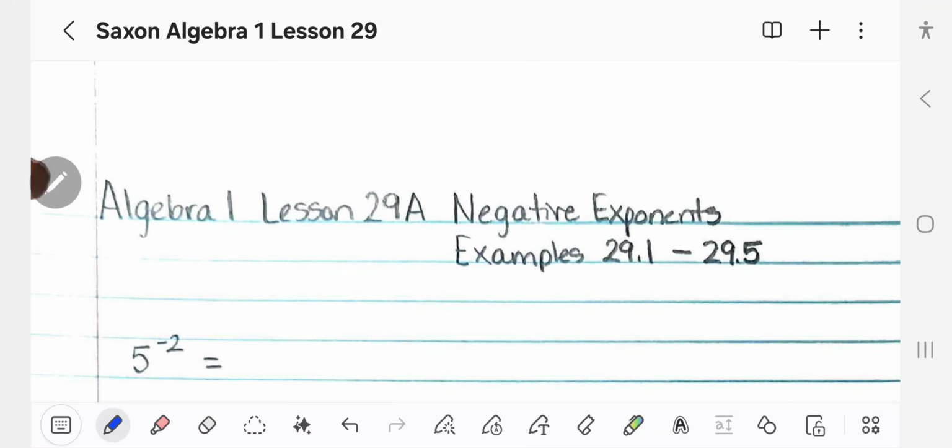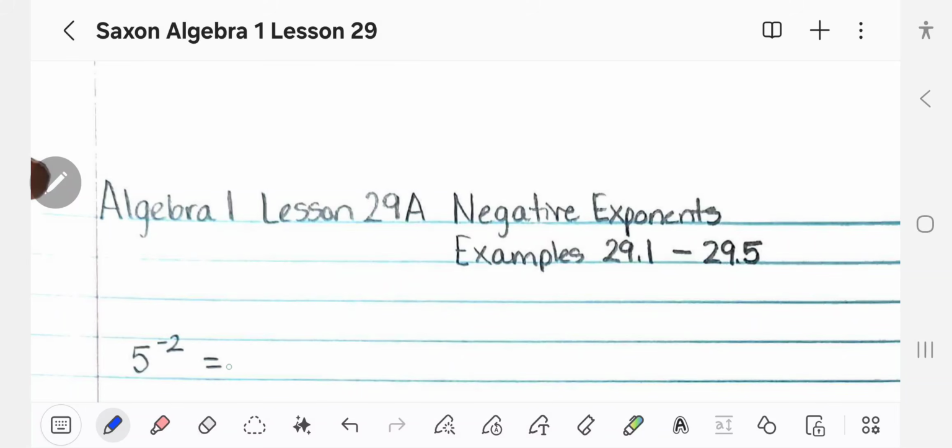This is Algebra 1, Lesson 29A, Negative Exponents, examples 29.1 through 29.5. If you didn't watch the video right before this, Algebra 1, Lesson 29, and it said please watch this first, you might want to go back because this is going to base off of that video.